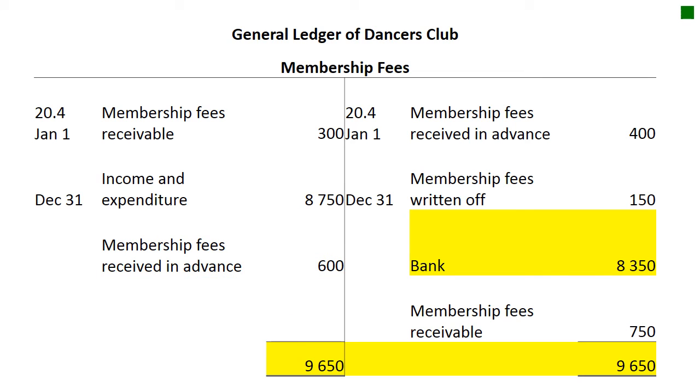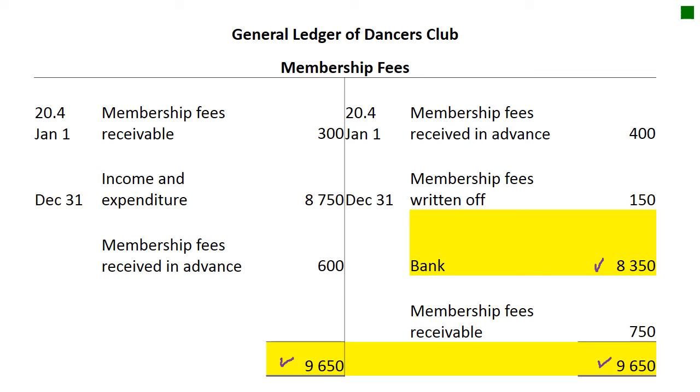Then to finish off your account, you can now balance it because we've got all the entries on the debit side coming to 9,650. We take that across to the credit side, and the balancing amount is then the bank amount of 8,350. So again, in this question, we had to work back to the bank amount. It's like a puzzle where you've got to fit the pieces together.